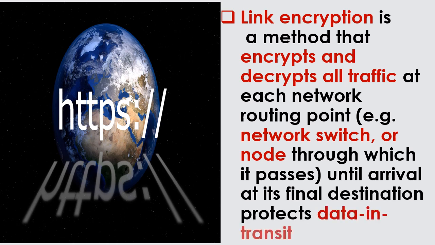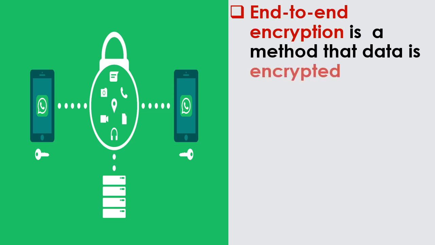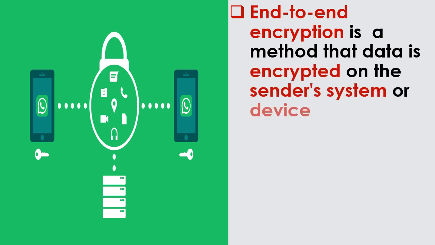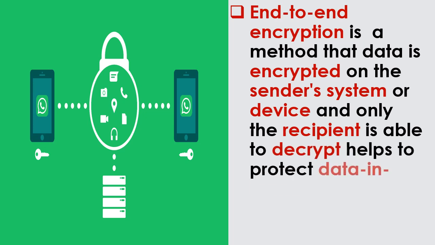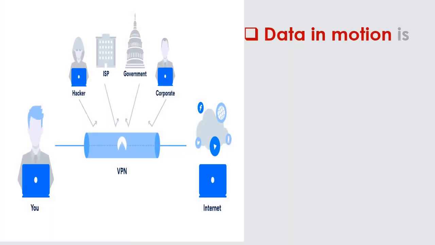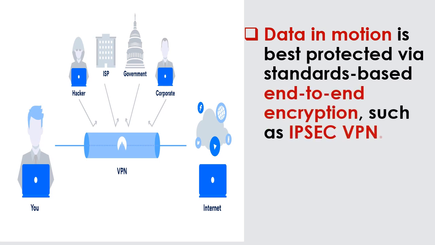Link encryption protects data in transit. End-to-end encryption is a method where data is encrypted on the sender's system or device and only the recipient is able to decrypt it. It helps to protect data in transit. Data in motion is best protected via standards-based end-to-end encryption, such as IPsec VPN.